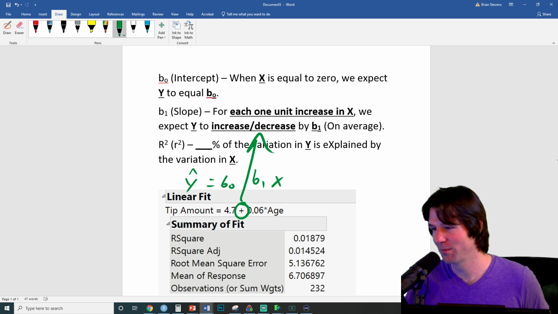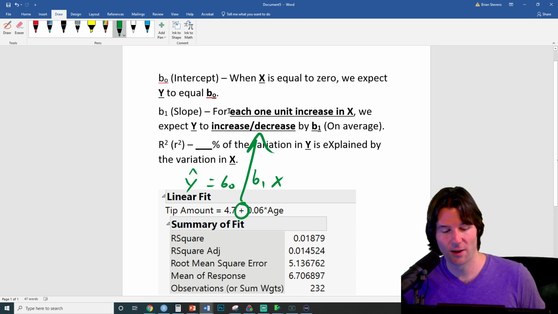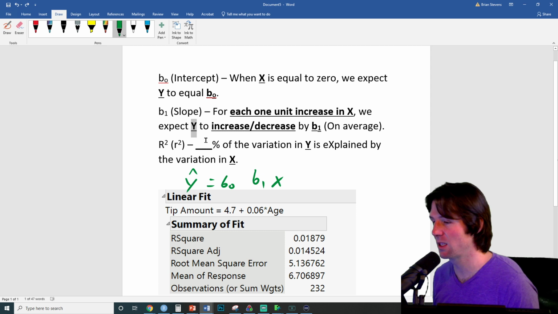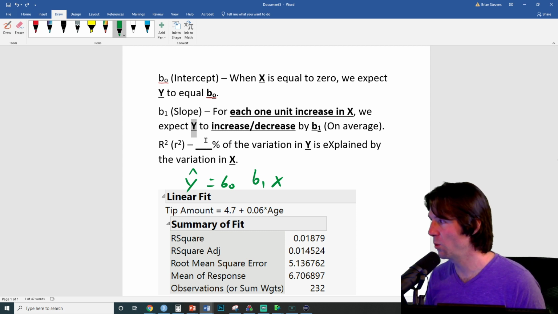Nice job. Let's show it again right here. For each 1 unit increase in somebody's age. Why is it age? Because age is X right here. Does everyone notice that? We expect, and what is the Y? We expect, and you can say predicted tip amount, or you can just say tip amount. It works because expected is kind of predicted. So it's fine to say for each 1 unit increase in age, we expect the tip amount.